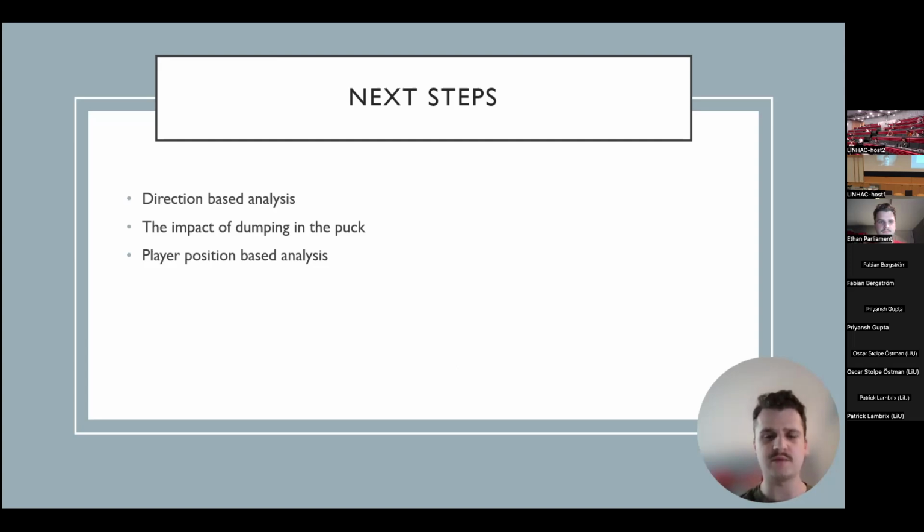Another big thing that wasn't included in this research was the impact of dumping in the puck. The way that this was done, the action of dumping in the puck would have zero value on the possession because it's basically giving the puck to the opponent. However, we know that you can provide some good pressure and get the puck back. So I think that doing some more analysis on if you dump in the puck, how does it affect the value of your next possessions? I think there might be some good results to find in there.